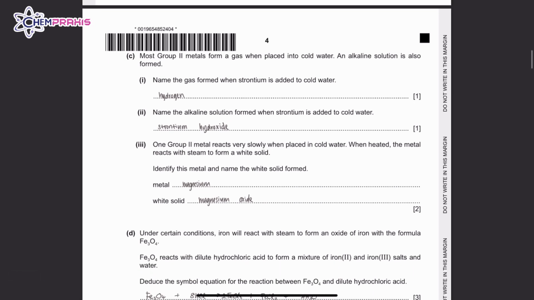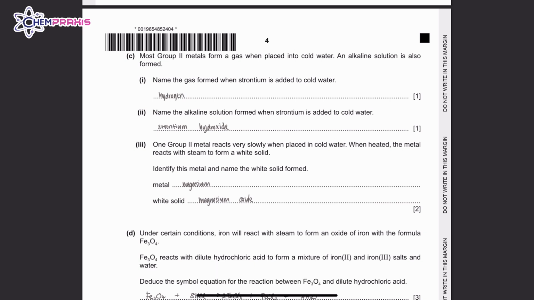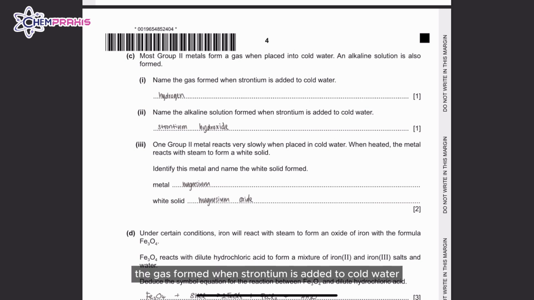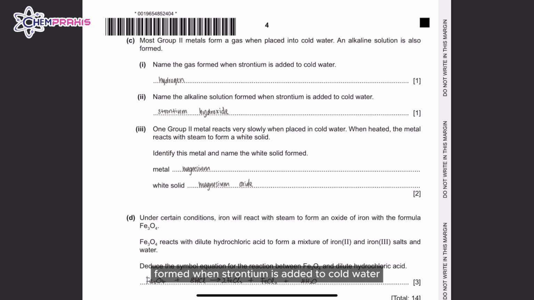Part C. Most group 2 metals form a gas when placed into cold water. An alkaline solution is also formed. Name the gas formed when strontium is added to cold water. The gas formed would be hydrogen. Name the alkaline solution formed when strontium is added to cold water. The alkaline solution would be known as strontium hydroxide.